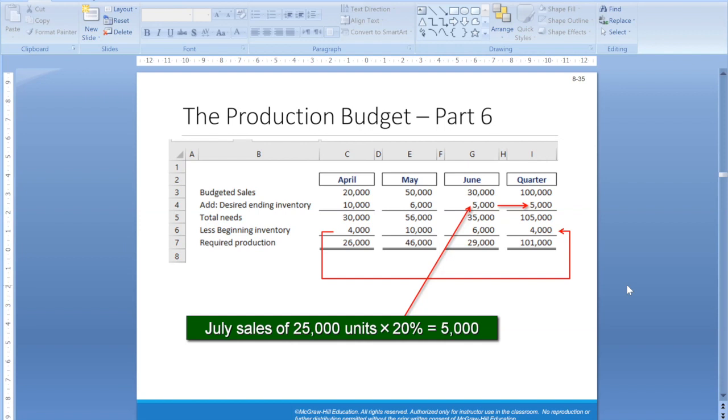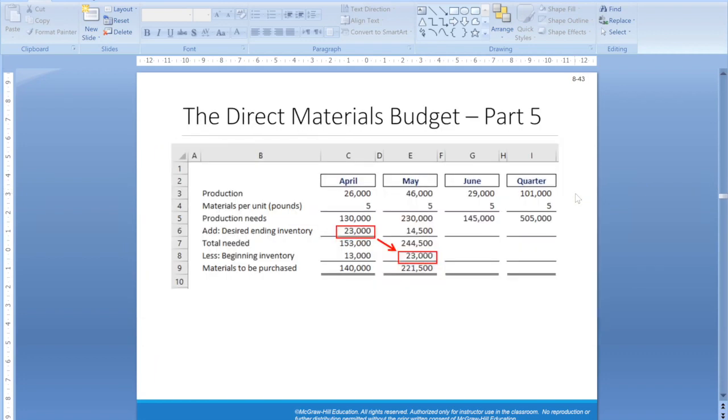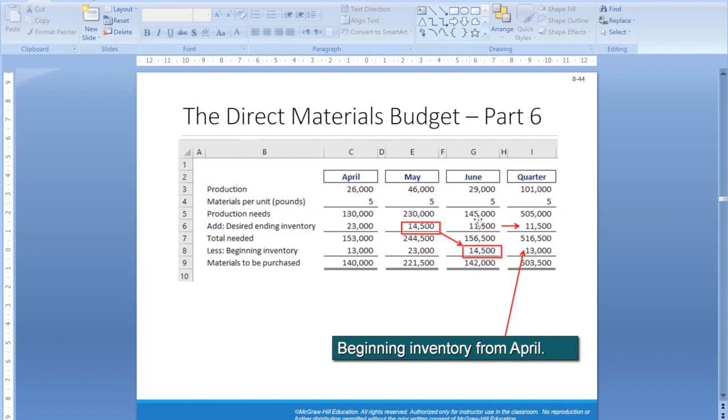Multiply by 5, this equals to 115,000. Multiply by 10% to serve the raw materials budget. Again, for the 11,500 here, starting from this number, I need 10% of the following month's needs. If I'm talking about June, I'm talking about this number, 11,500 of June.